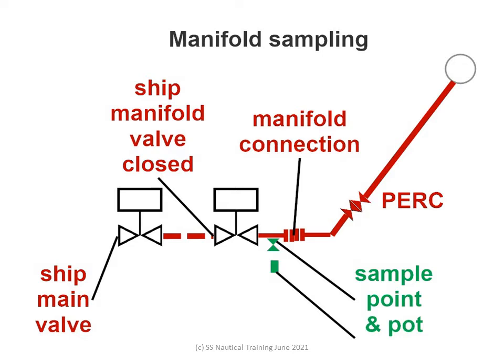The manifold is the first point for cargo to enter into the ship. Any contamination after this is considered to be because of the ship. This makes the manifold sampling the most important one.